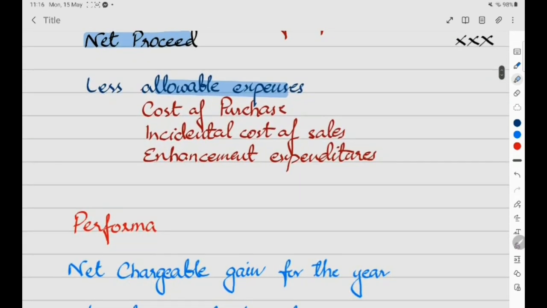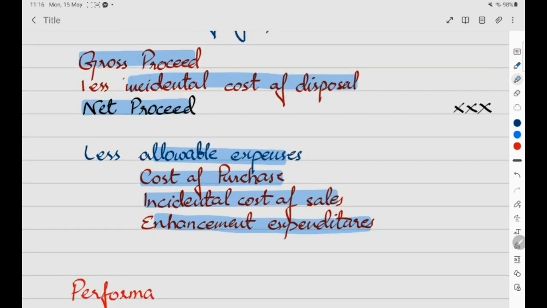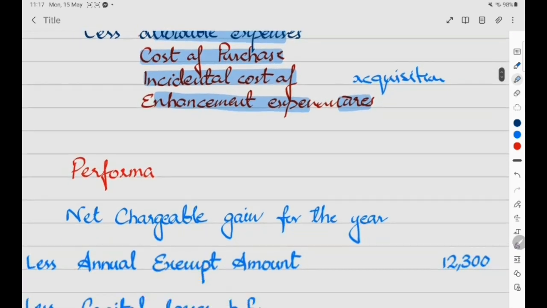And how to calculate the allowable expenses? It is original cost of purchase, incidental cost of acquisition, and enhancement expenditure. In fact, it is not incidental cost of sales, this is incidental cost of acquisition, not sales, right? So again, what is allowable expenses? Cost of purchase, incidental cost of acquisition, and enhancement expenditure.